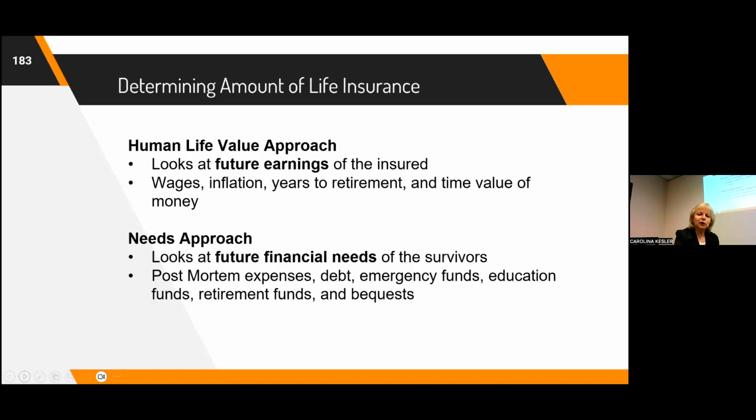Human life value approach looks at future earnings of the insured. They look at wages, inflation, years to retirement, and the time value of money. Whereas the needs approach looks at the future financial needs of the survivors, like post-mortem expenses for a funeral, debt, emergency funds, education funds, retirement funds, and money you want to leave to charities or whatever, right? That's the needs approach. Usually if they're looking for the needs approach, they'll put needs in the question. So needs in the question, needs in the answer. They rarely put needs in the human life value, okay?